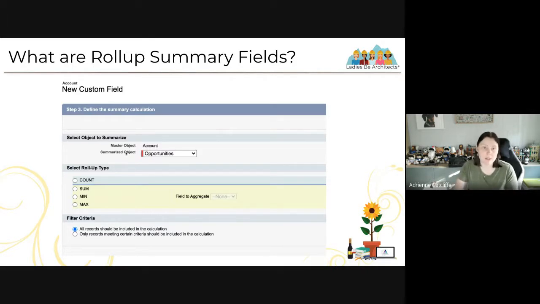So it's going to ask you the object that you want to summarize. Because I'm creating this field on account, I've selected that I want to summarize the opportunities that there are for this account. I then get 4 options on how I want to roll up my information. And then I can also add in some filter criteria down the bottom here. So filter criteria is determining what records should be included, whether we're going to summarize all records related to this account or just a subset based on a number of fields.